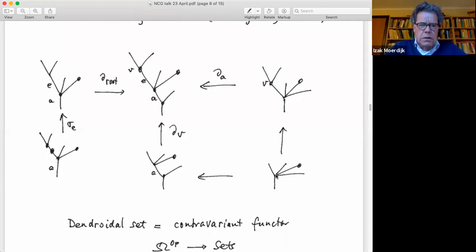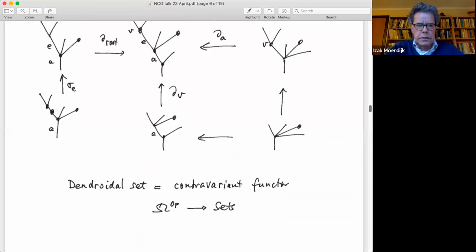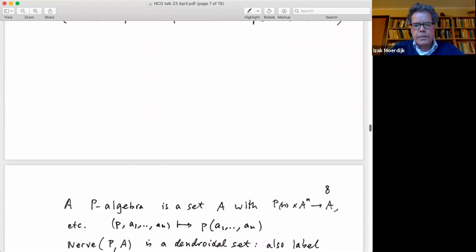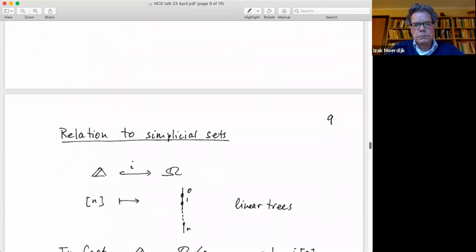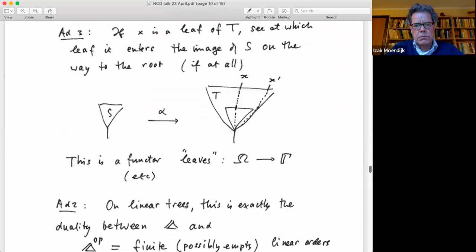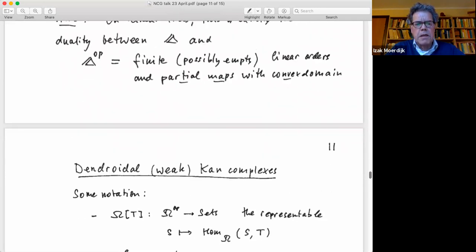Can I show the partiality of the leaves here? Not clear to me. One, two, three leaves. I've lost a leaf here. Oh, yeah, but these two leaves go to the same leaf. But you can imagine that if you cut away larger parts of the tree, then you miss leaves. So this is the category omega.